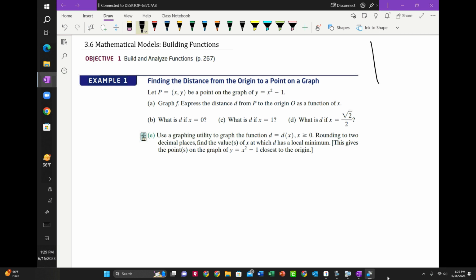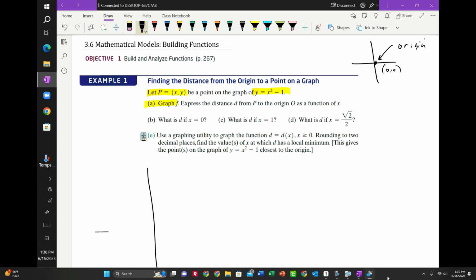If we remember back to our regular XY grids, where the X and the Y axis cross is called the origin. That's the point 0, 0. So that's what we're going to go to. We're going to go from that point to another point. Let P be the point x, y, a point on the graph of y equals x squared minus 1. Our very first set of directions says to graph that graph.